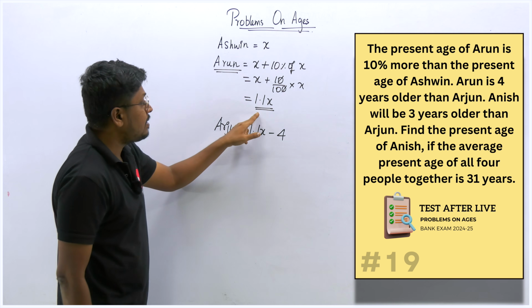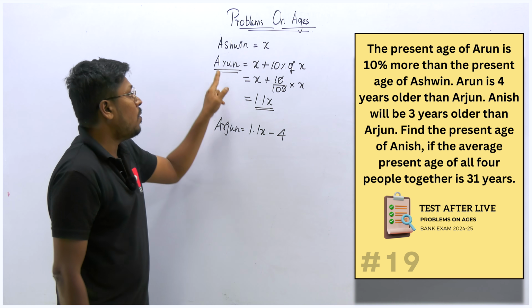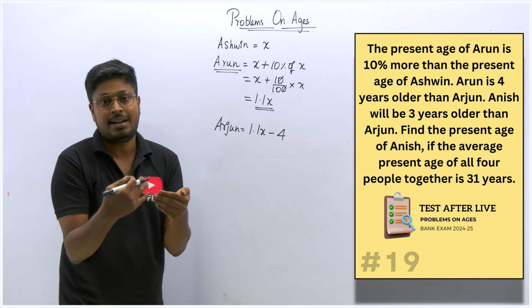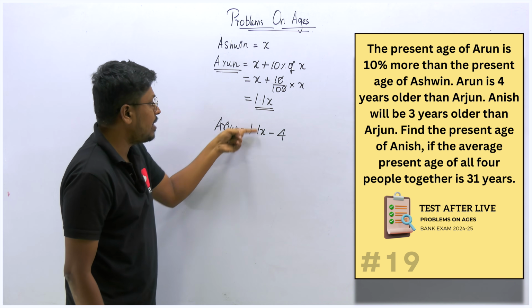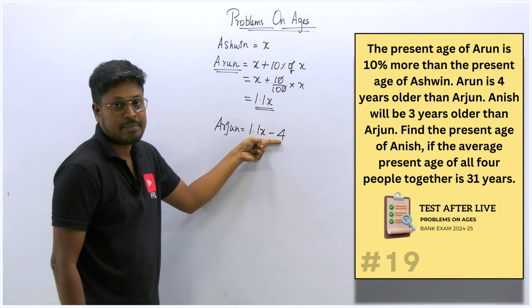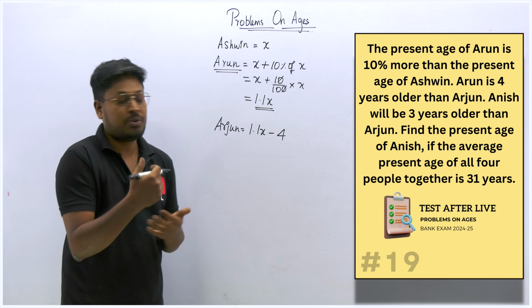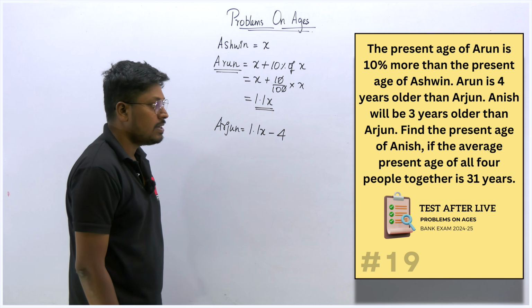So we already written Arjun as 1.4. So now Arun will be 4 years older. That means Arjun will be 4 years younger than Arun. So what I did is Arjun is equal to 1.1x minus 4. Because if he is older, then Arjun will be younger. So we can say minus 4 to Arjun. What about the last person? So Anish.